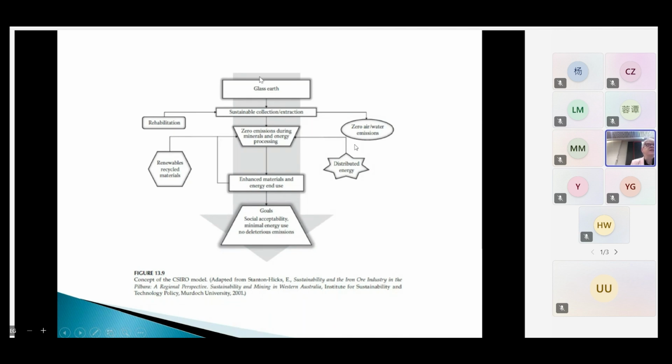Other types of sustainable practices look at reusing contaminated glass and things like this. This glass earth is actually vitrified soil that was contaminated, and they were able to use it for many different purposes later on.